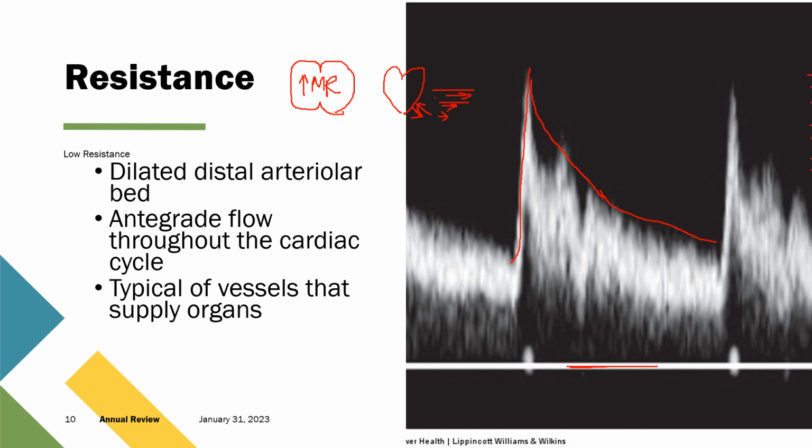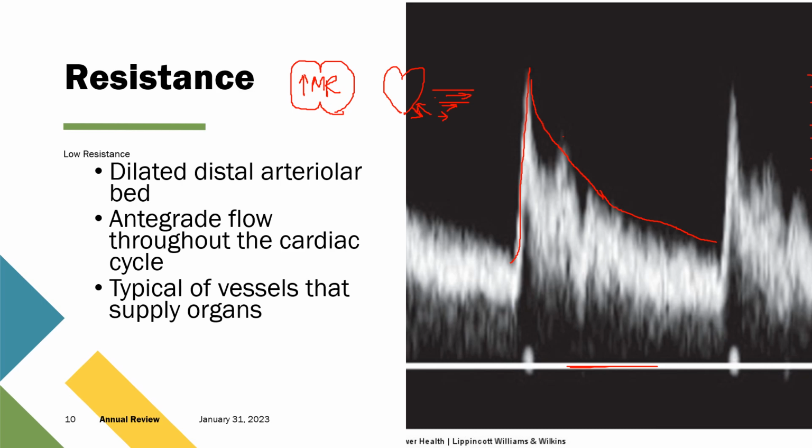Okay, so that is how resistance works with our low resistance patterns. So we see this nice low resistance area. Anytime you're wondering what a vessel should look like or what the blood flow should look like, think about what the metabolism of that particular tissue bed is going to be.